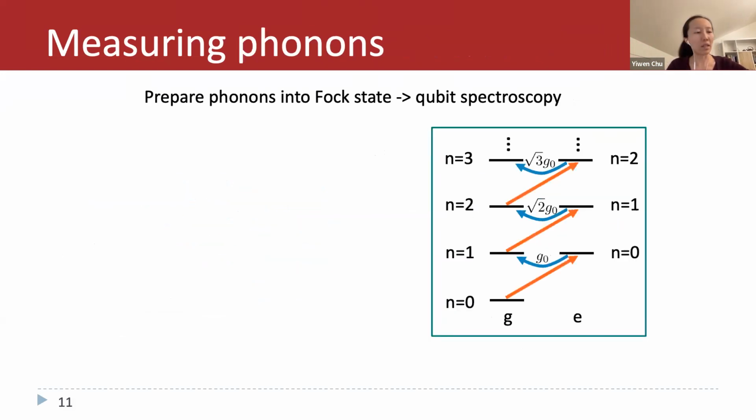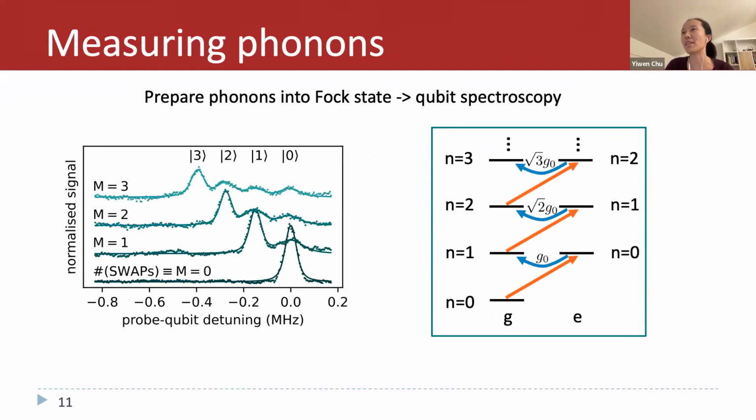We can then also create states of n phonons, ideally exactly n, in the mechanical resonator. And again, we can make this sort of measurement. What you see here is the following: we have, again, these peaks, but now the largest peak corresponds to the number state that you tried to create in your mechanical resonator.